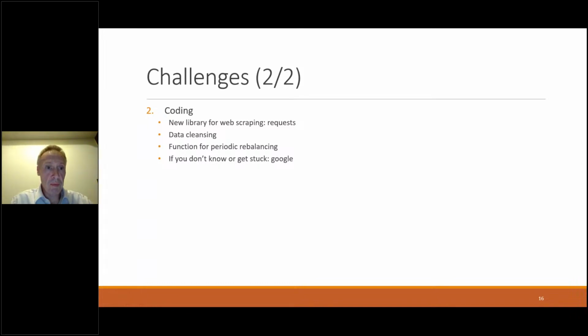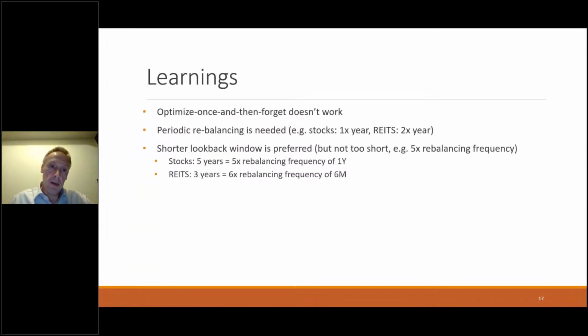So my learnings were that the method of optimizing once and then forgetting about it and hoping that you will outperform doesn't work. You need to frequently rebalance your portfolio. And in the case of dividend stocks or REITs, because of the scarcity and infrequency of dividend data, you can only rebalance once a year, or for REITs twice a year. The optimal look-back period would be about 5 times that dividend frequency window.